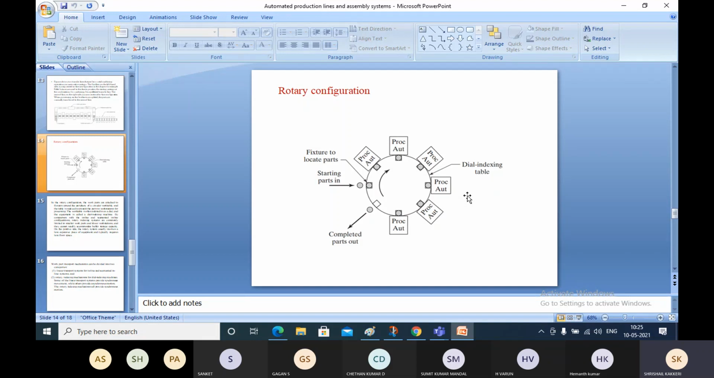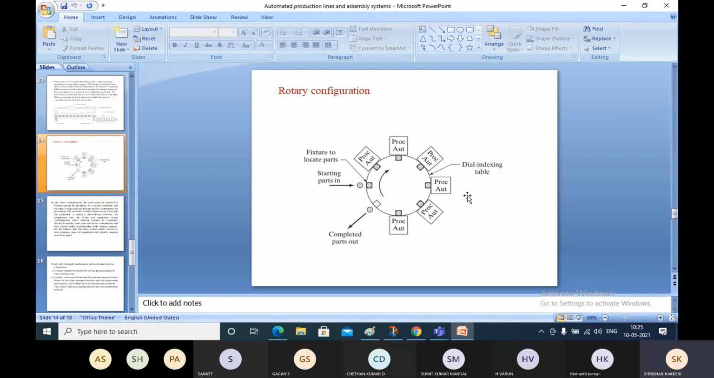The third one: wherever even the small components are there and the workstations are maximum, that time it may not be possible to have rotary indexing table systems. This is what the features of the rotary indexing tables are.